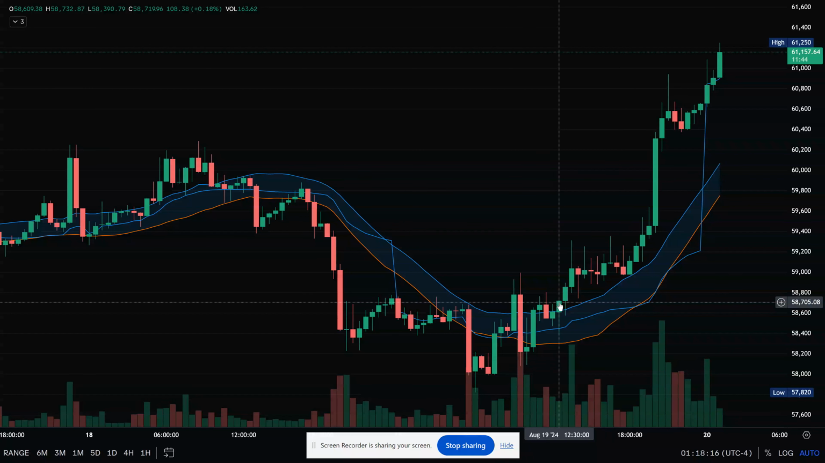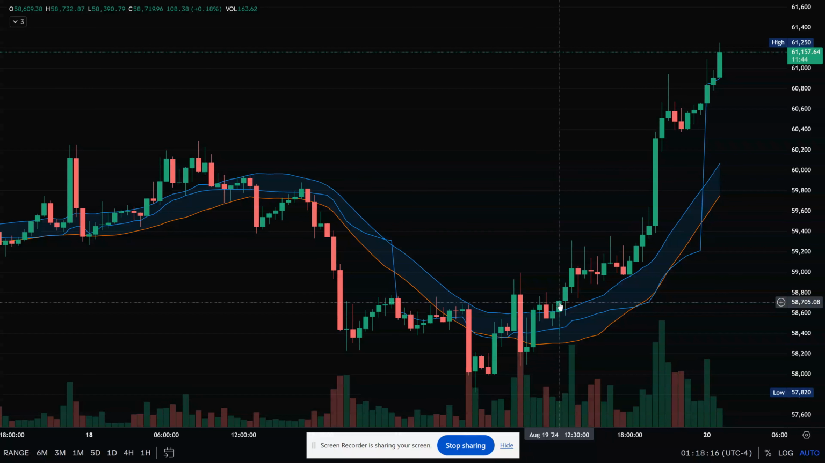7:30, 8. Now remember, what we're waiting for is the faster moving average to tell you when to get out. So you're still going to stay in this thing. Here's 8:30, 9, 9:30, 10. We go all the way to here.